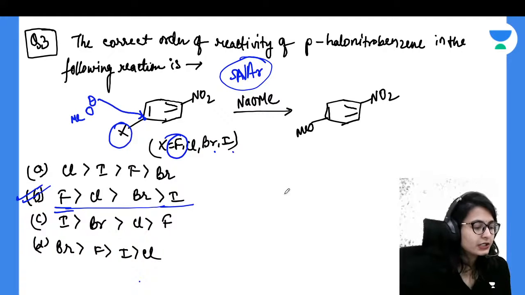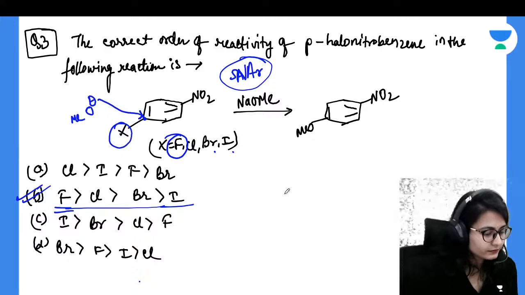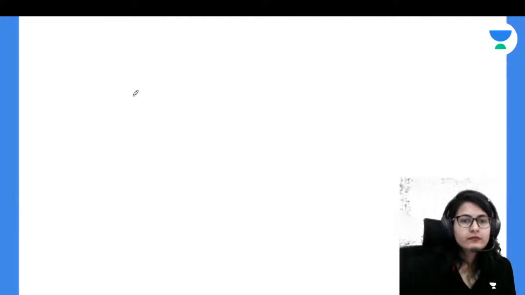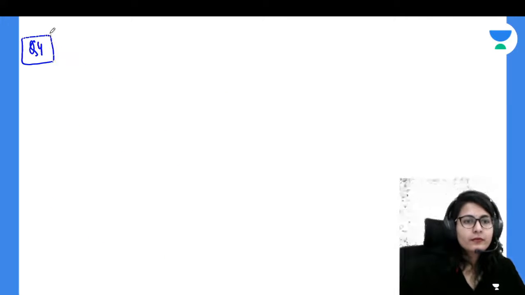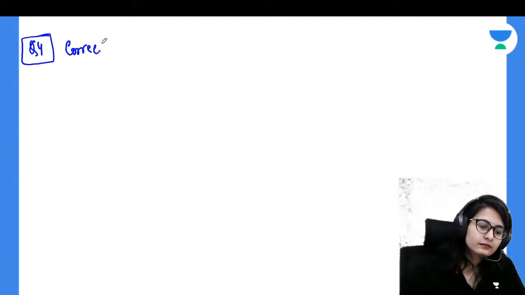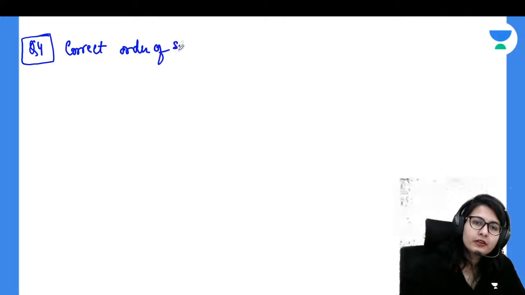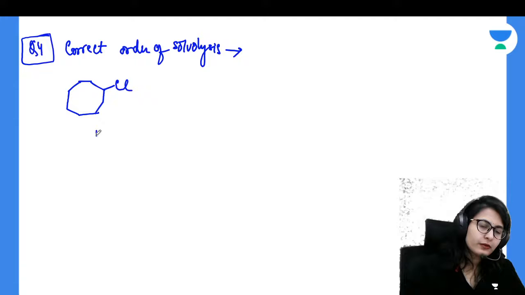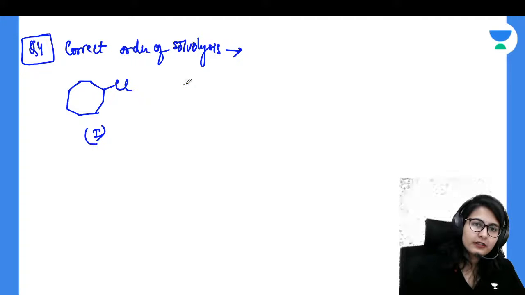Chalo, let's do the next question. Question number 4 is correct order of solvolysis. See, actually, I have already made you do this question, so it's kind of a revision so that you don't forget.